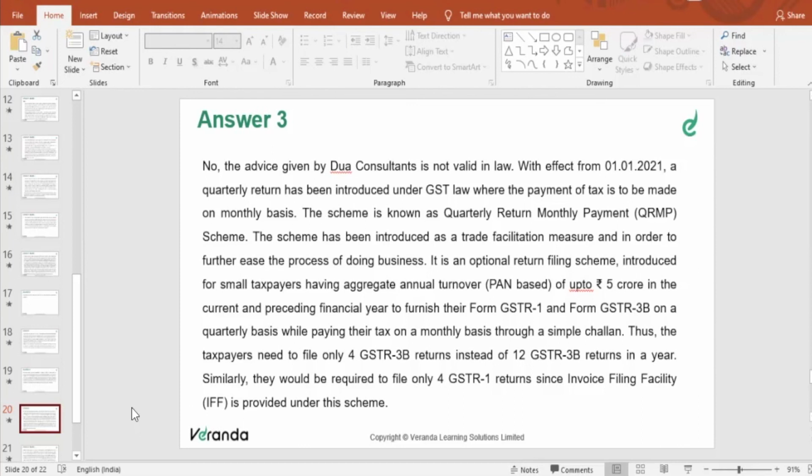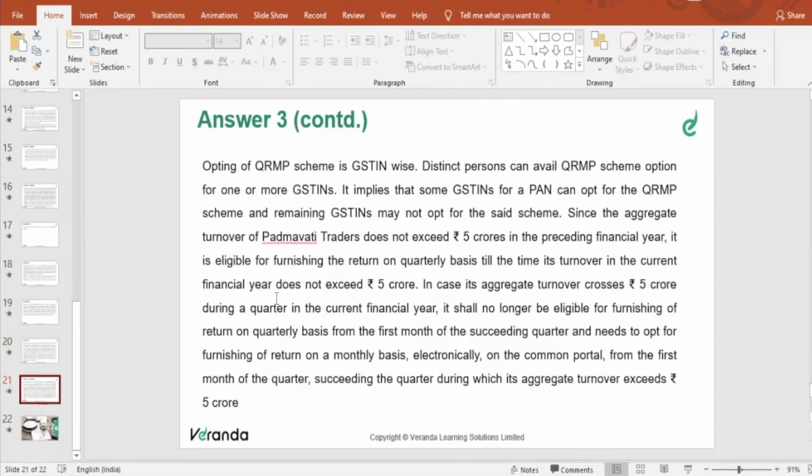Okay. So ideally under the QRMP scheme, you are filing only quarterly returns while making a monthly payment. But there is also an invoice filing facility wherein you may give details of invoices which you have furnished to registered suppliers. Again, the last one: opting for the QRMP scheme is GSTN wise. Distinct persons can avail the QRMP scheme option for one or more GSTN. It implies that some GSTN for a PAN can opt for QRMP and the remaining may not opt for the said scheme.